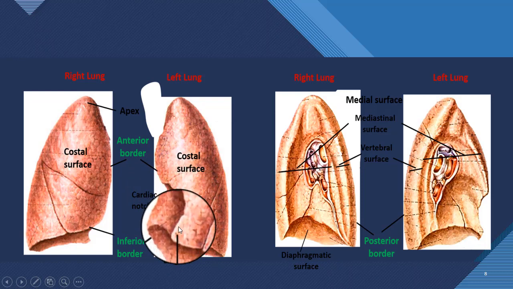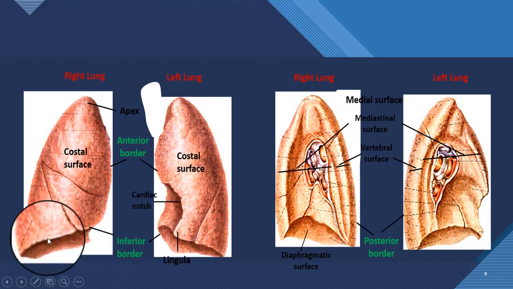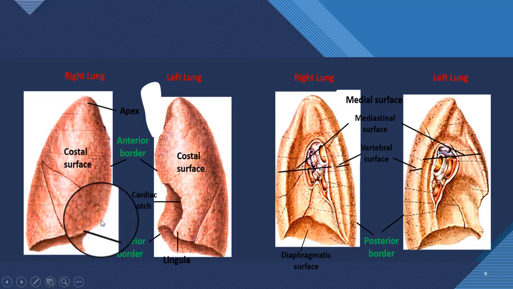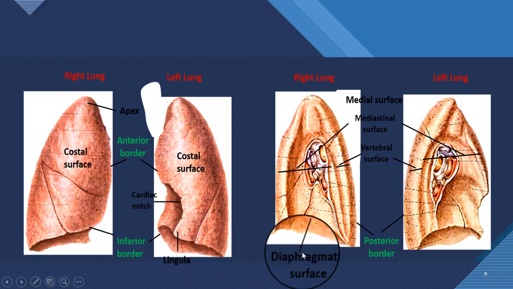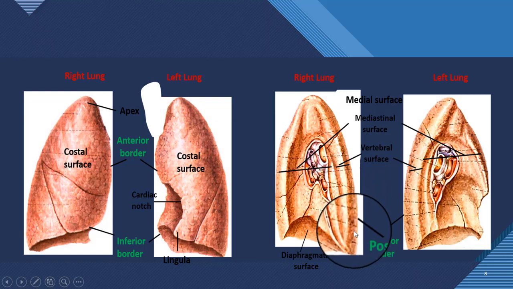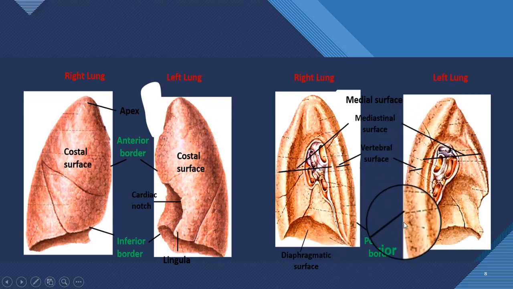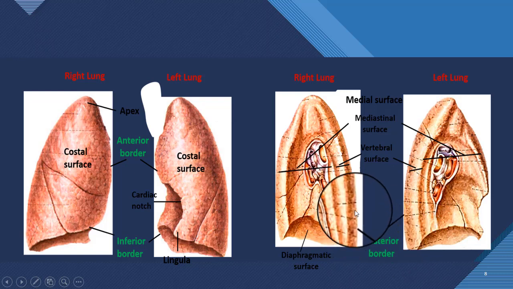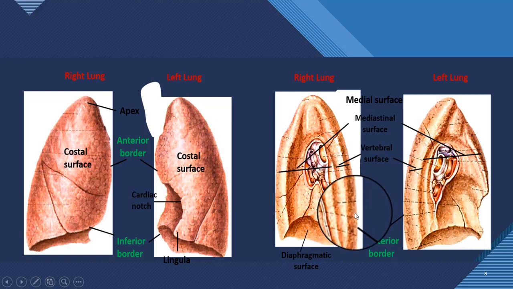Now second, inferior border. The inferior border separates the base of the lung from the costal and the mediastinal surfaces. Now the third border of the lung, that is the posterior border, this one. The posterior border is smooth and rounded in contrast to the anterior and the inferior borders, which are sharp. This is a marked feature here, and it is formed by the costal and the mediastinal surfaces meeting posteriorly.